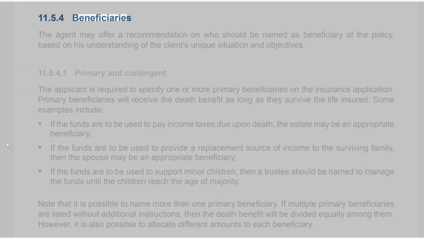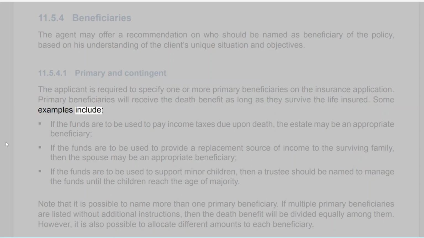11.5.4 Beneficiaries. The agent may offer a recommendation on who should be named as beneficiary of the policy, based on his understanding of the client's unique situation and objectives. 11.5.4.1 Primary and contingent. The applicant is required to specify one or more primary beneficiaries on the insurance application. Primary beneficiaries will receive the death benefit as long as they survive the life insured.